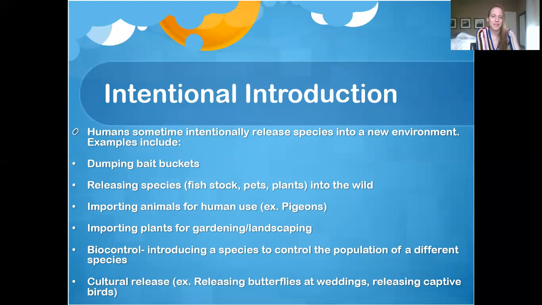And the last one is cultural release, like releasing butterflies at weddings or releasing doves, that kind of stuff that you're doing for symbolic reasons, but still isn't a good idea.